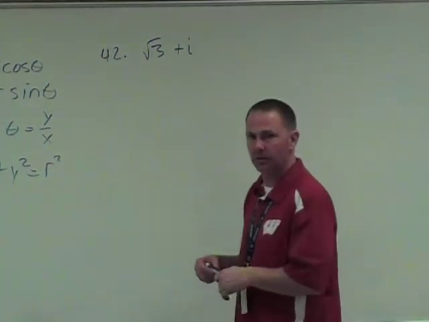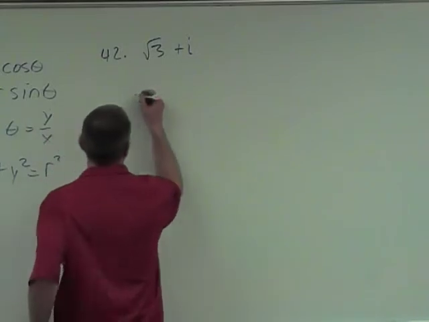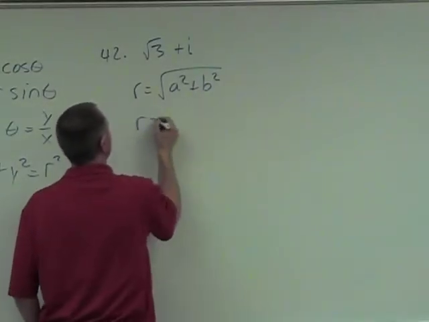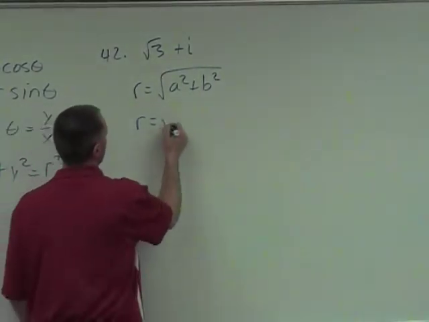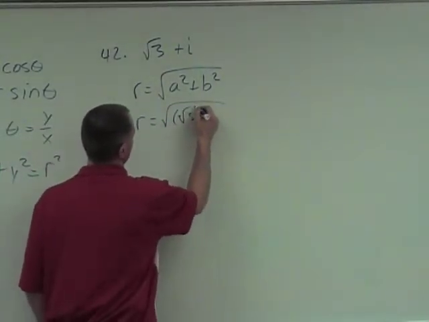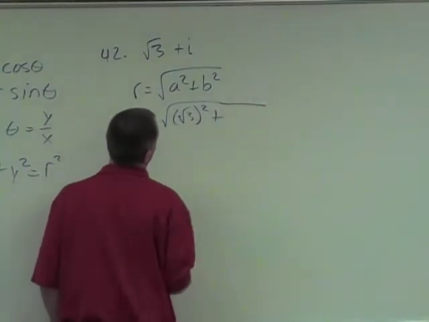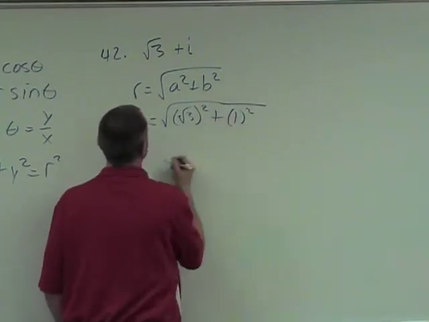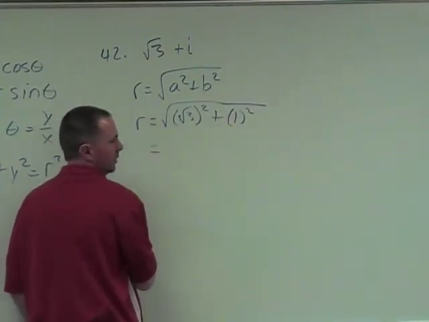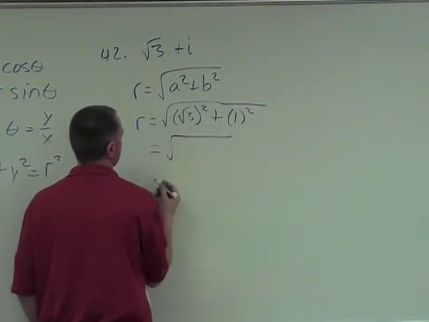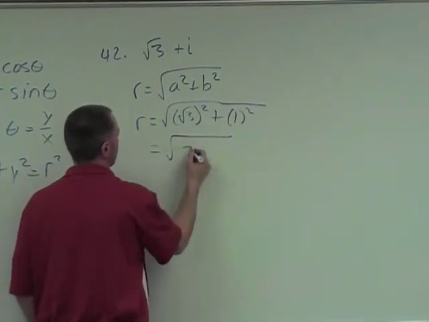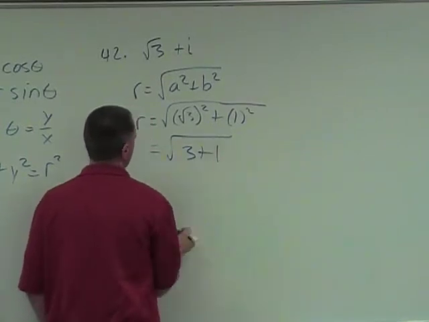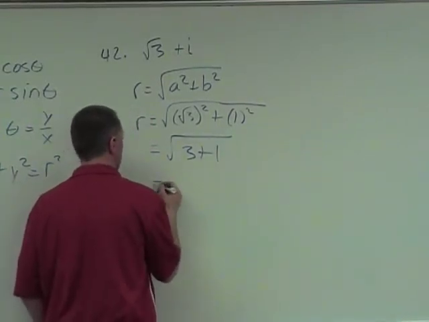A squared plus B squared. Yep. What's A? 3 square root of 3. What's B? What's the square root of 3? 3. It's 1 squared. 1. 3 plus 1. Square root of 4.